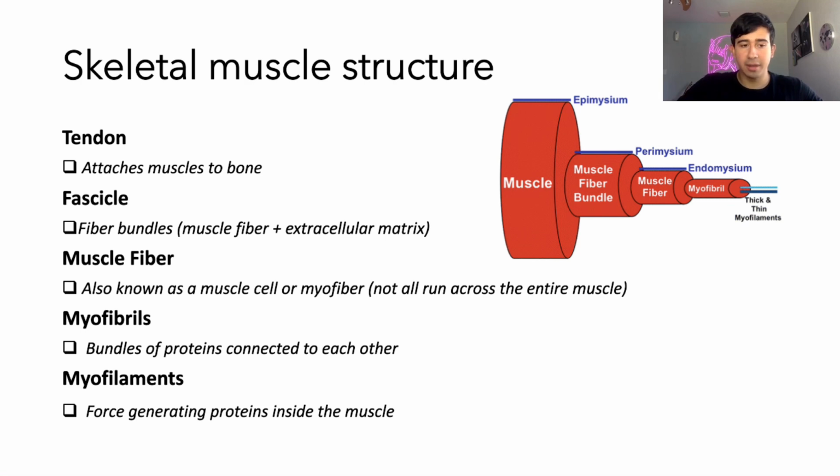And finally, below myofibrils, we have the myofilaments. And these are force-generating proteins inside the muscle, like actin and myosin. And what's, I think, incredible with these molecules or myofilaments is that they generate piconewtons of force and they travel nanometers, but yet in humans we can produce great amount of force and great excursions because of their incredible arrangements.